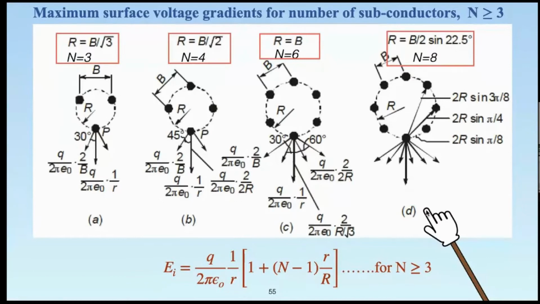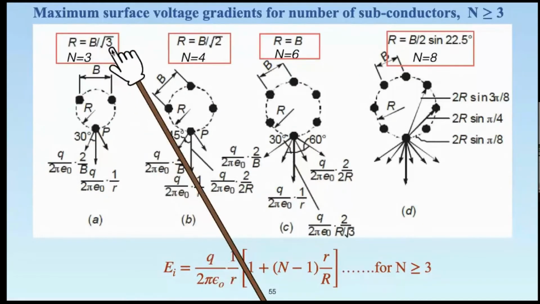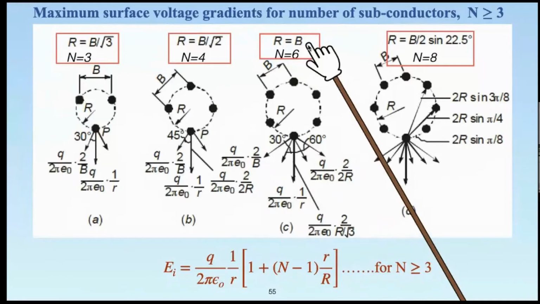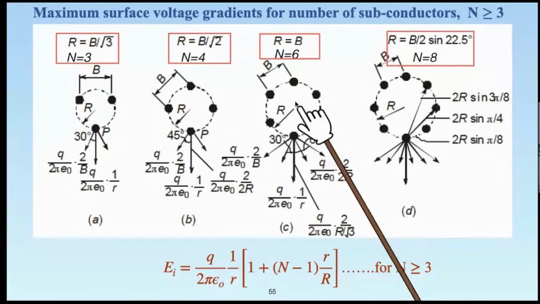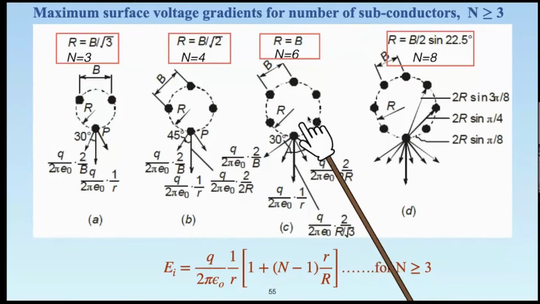And as I said, those who are conceptually clear with the electric field calculations, this is nothing new at all, except for knowing the geometry, that if it is a triangle, then R is equal to B by root 3. Okay. And if it's a square, then what is the relationship between R and B for n equal to 4? And so on, like this, R equal to B for n equal to 6. So ultimately, what all you want is to know the distance between 2 subconductors. Okay, and then you will be able to substitute it, right? So this is the idea.